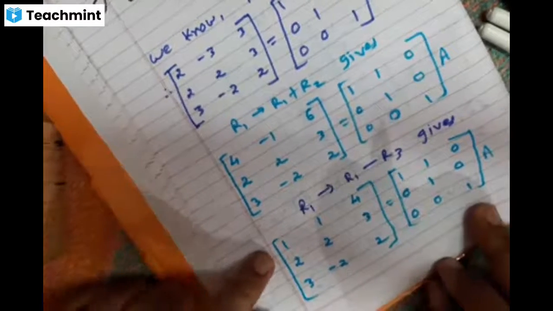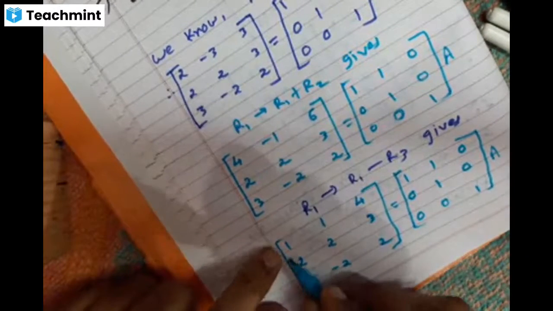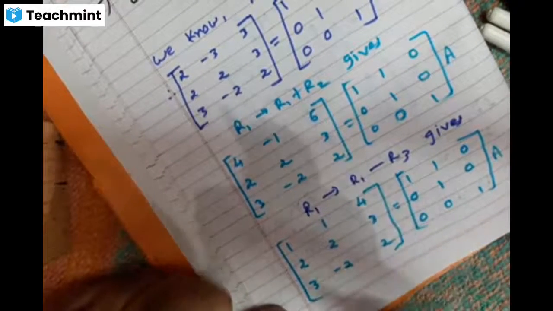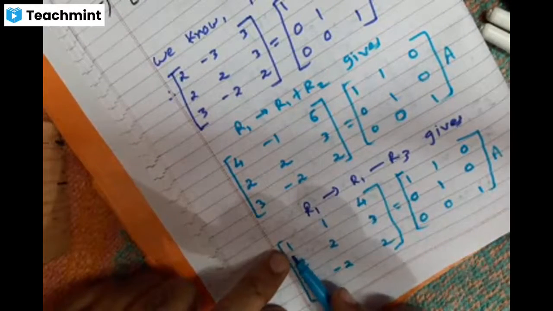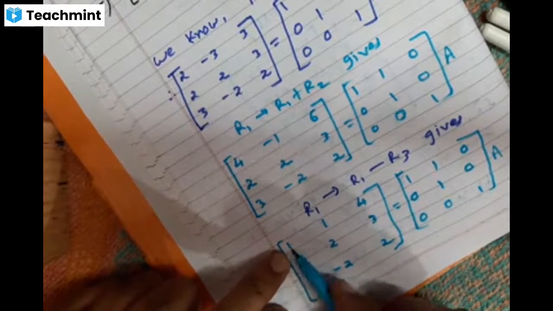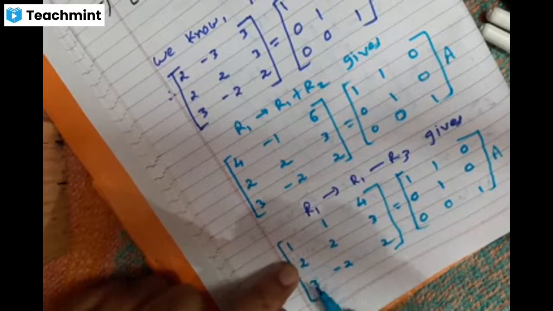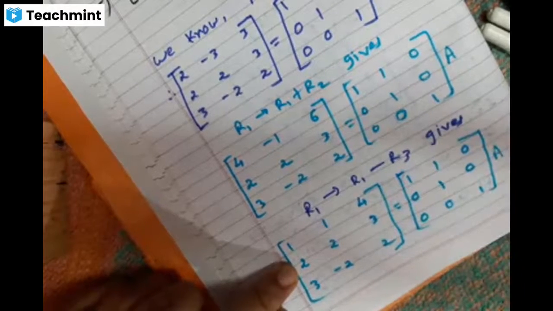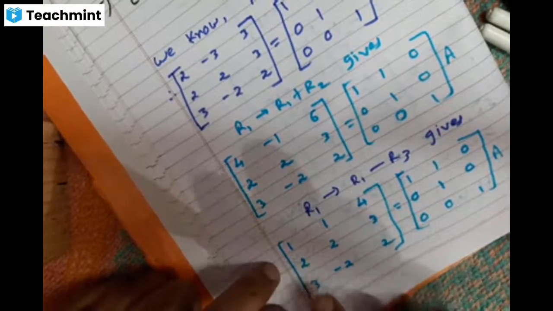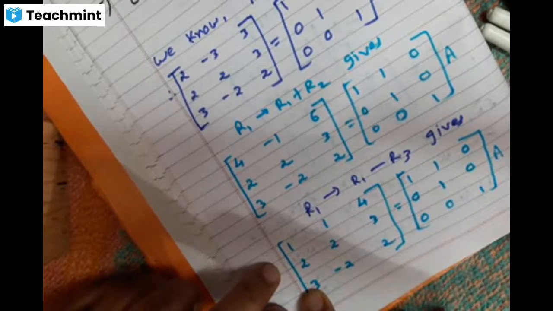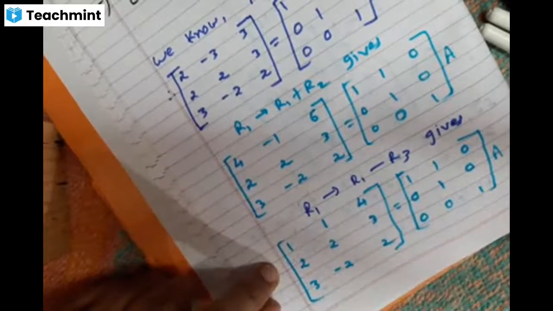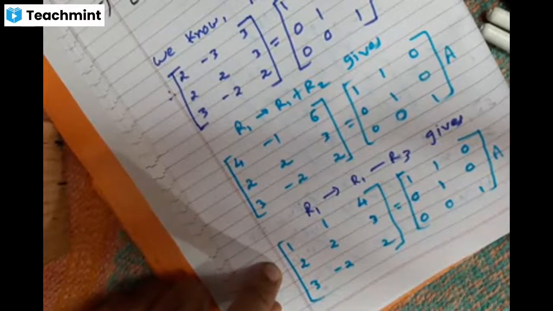So first I am explaining what to do. See here I got one. Once you get this, below this 1, the 2 and 3, you make them zero. So here we need to make both the 2 and the 3 zero. If possible, you can make both zero simultaneously.